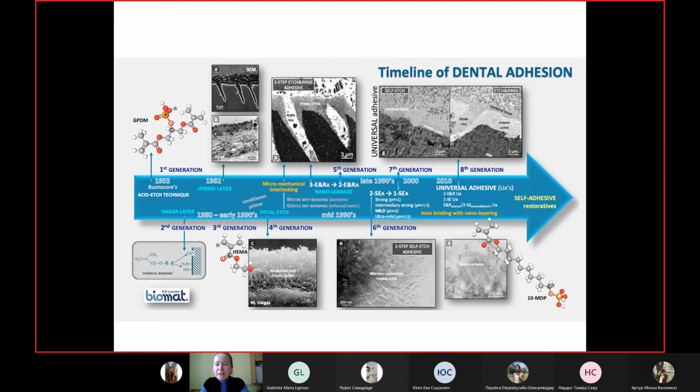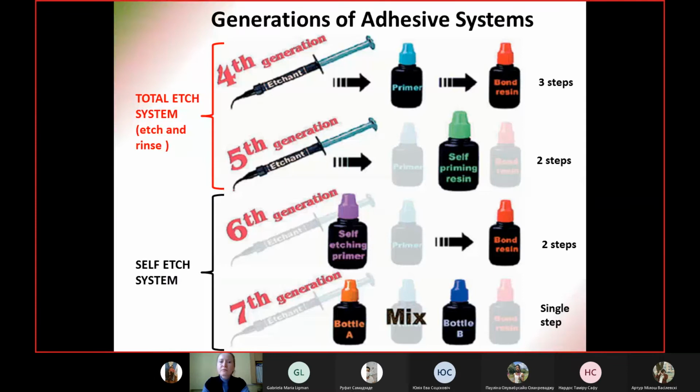The self-etching methods were introduced in 2000. So the washing stage is omitted, and again, easy, fast and quick work of dentists is maintained. This diagram gives you a very good, clear understanding of the classification of adhesive systems by generation.